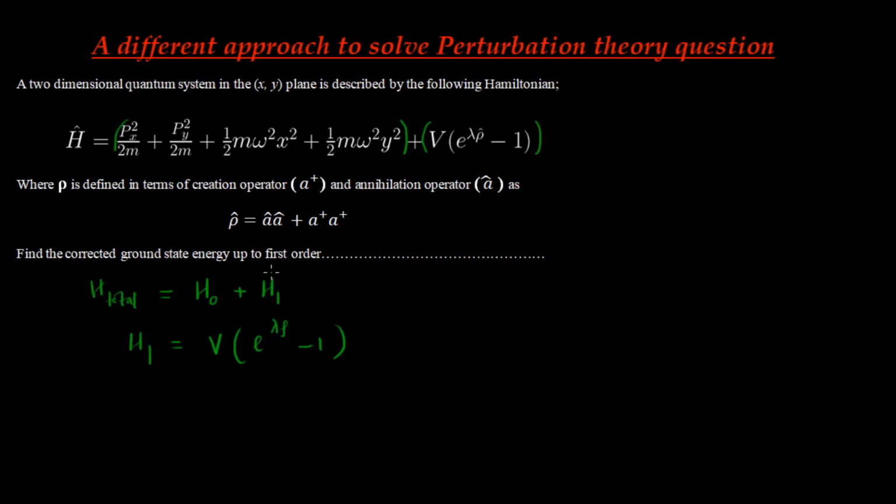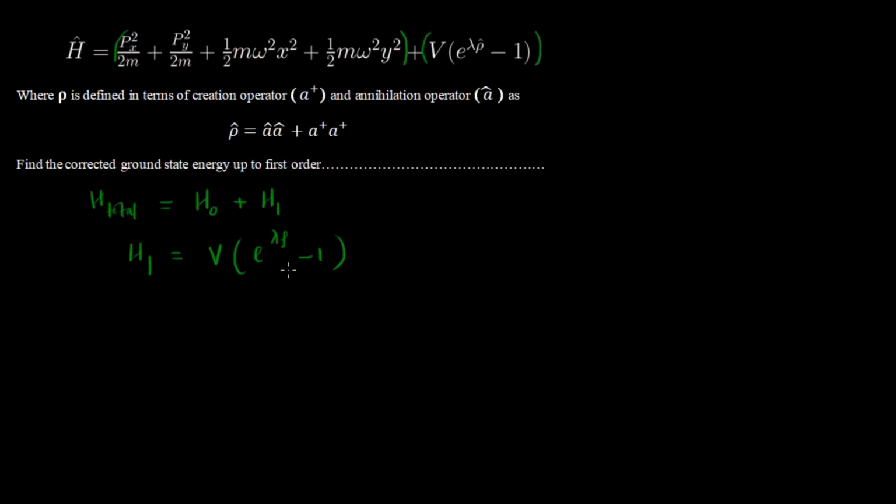So how do we solve this using perturbation theory? We know that the ground state first order correction, E1, is just the expectation value of H1 in the state psi naught. This will give you the first order energy correction for the particular system. The total energy of the system will be E naught plus E1. If you know all these things, we can do these questions very easily.